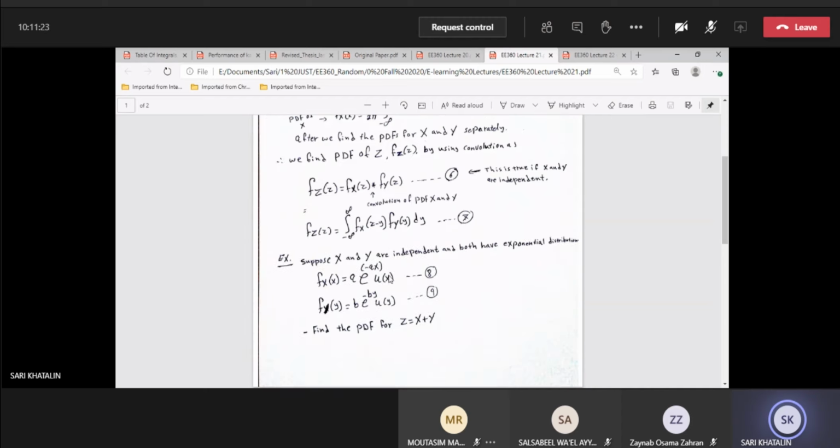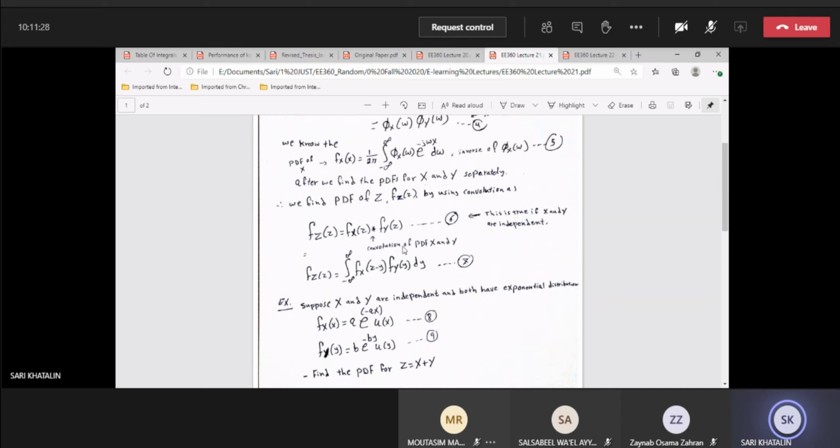So this is, like I said, a simple example on how to use the convolution approach.